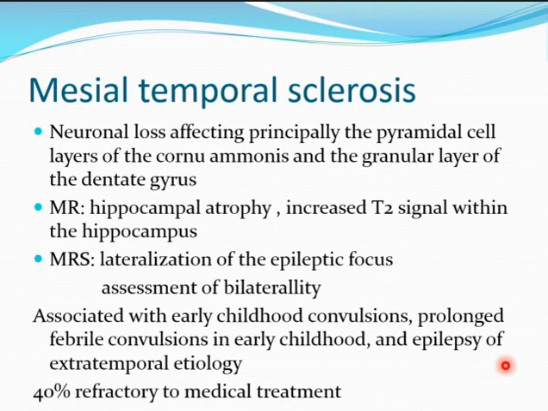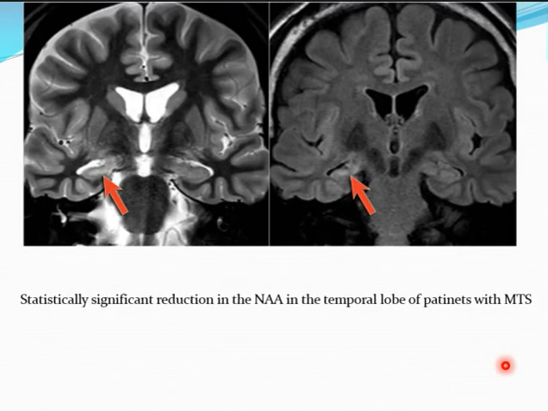It is associated with early childhood convulsion, a prolonged febrile convulsion in early childhood, and epilepsy of extratemporal etiology, and 40% of cases are refractory to medical treatment. For example, you can see here, this is a typical case of MTS. There is atrophy of the parahippocampal gyrus with increased T2 signal intensity. You can compare the temporal horn of the lateral ventricle on both sides. You can see here it's more prominent, indicating atrophy in the parahippocampal gyrus.